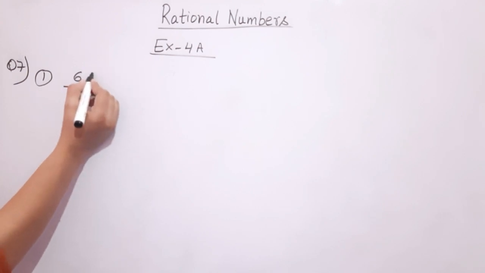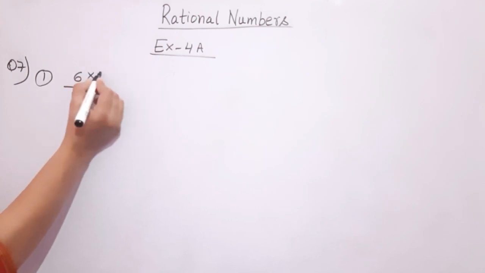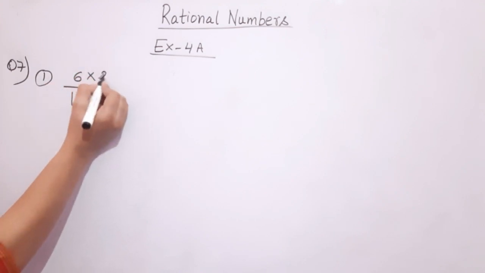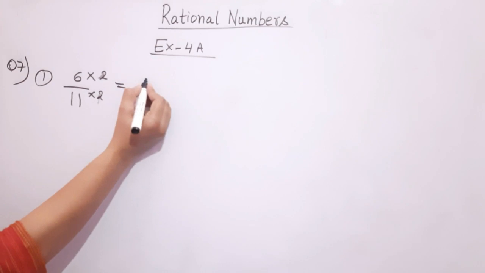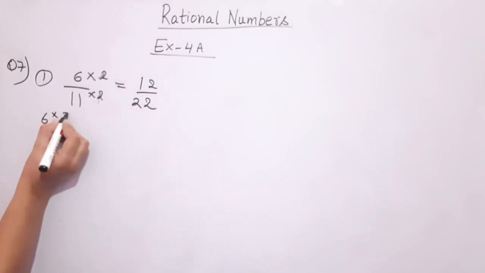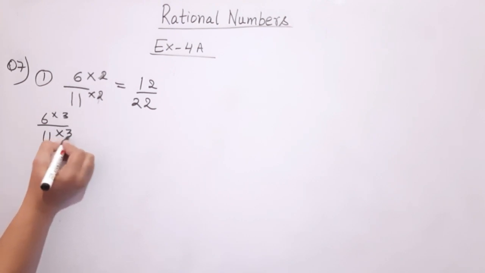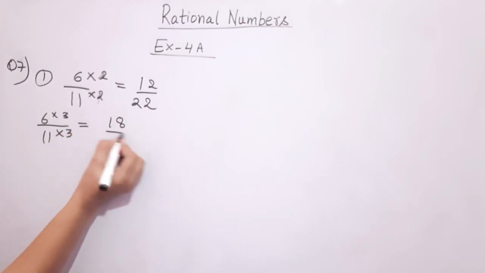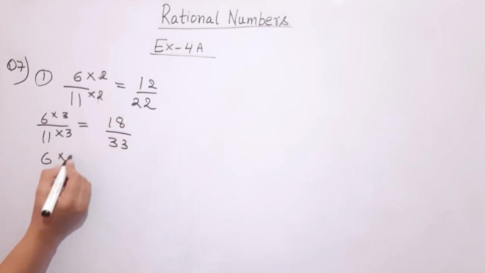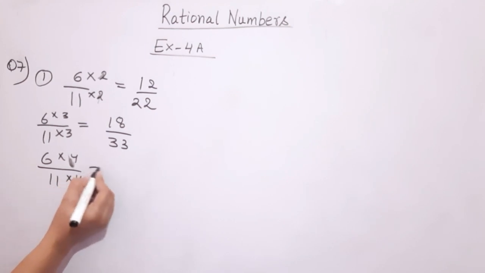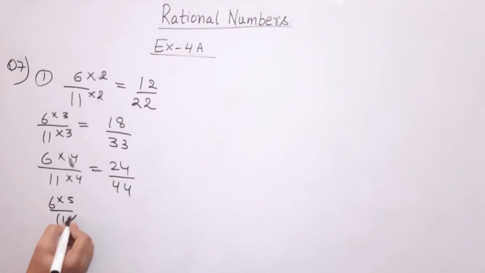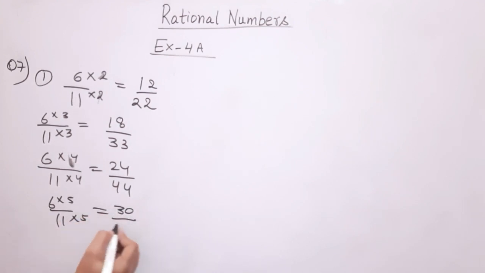6 upon 11. तो सबसे पहले आप 1 से तो ये ऑलरेडी मल्टीप्लाइड है, you will get the same answer. So instead of multiplying it by 1, to find out the next equivalent rational number, आप इसको 2 से मल्टीप्लाई करेंगे, तो it will be 12 upon 22. Now to find out the next equivalent rational number, you are going to multiply it by 3. Now for the next one, you are going to multiply it by 4. For the next one, you are going to multiply it by 5. Right students? So this is how you are going to proceed.